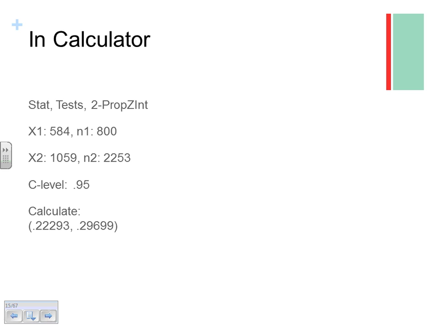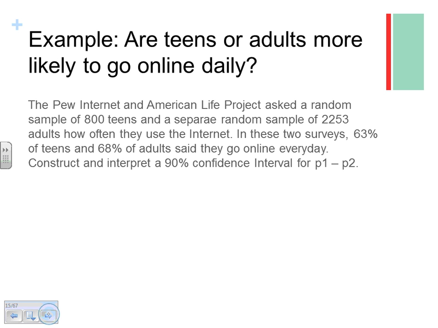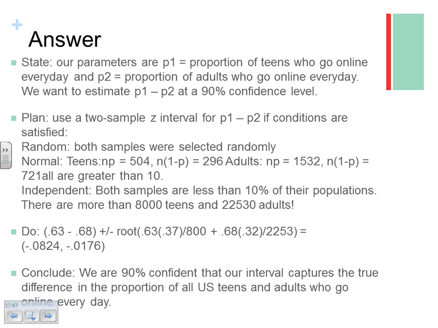If you wanted to do this in your calculator, you could go to Stats, Test, do a 2 proportion Z interval, put in your X1 and your N1, your X2, your N2, your confidence level would be 0.95, hit Calculate, and there's your interval. So I would definitely check with that. Okay, you guys try this one. Go ahead and pause, and when you're ready to check yourself, move on. And here's the answer, and let me know if you need any help.